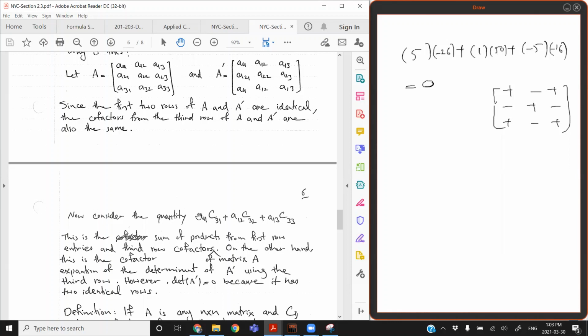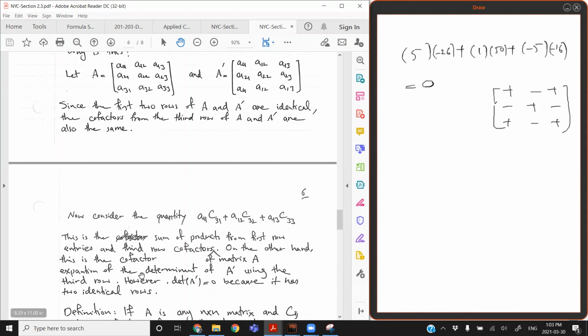That's the entry 1, 1 times the cofactor from the third row, entry 1, 2 times the cofactor from the third row, entry 1, 3 times the cofactor from the third row of A. That's one way of looking at it. The other way of looking at it is that it's the determinant of A prime, because we are multiplying this entry by the cofactor from the same entry, this entry by the cofactor from the same entry, this entry by the cofactor from the same entry. And we know it's 0.